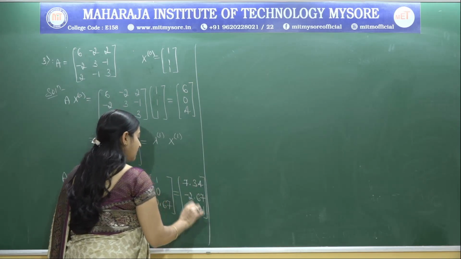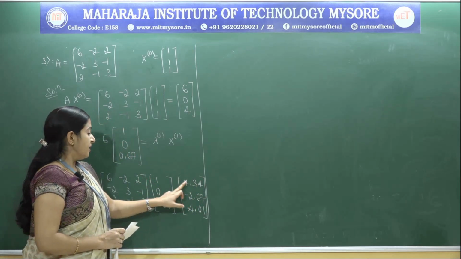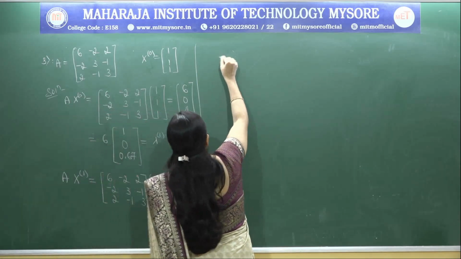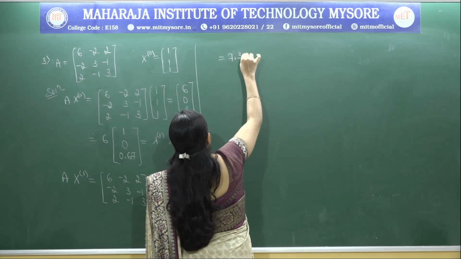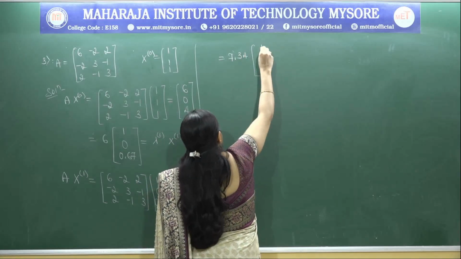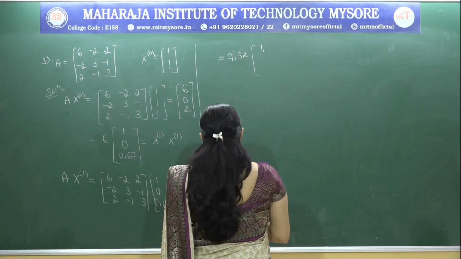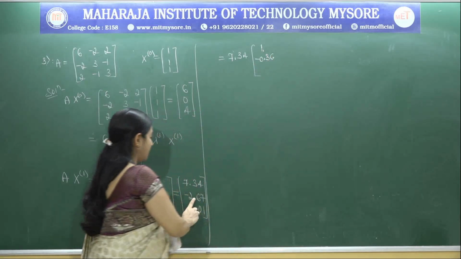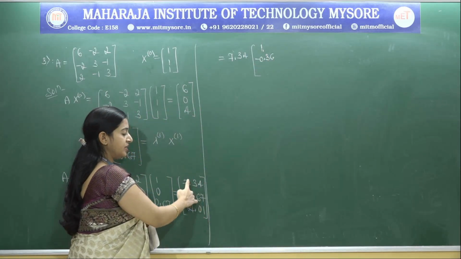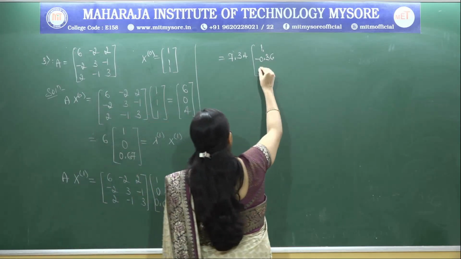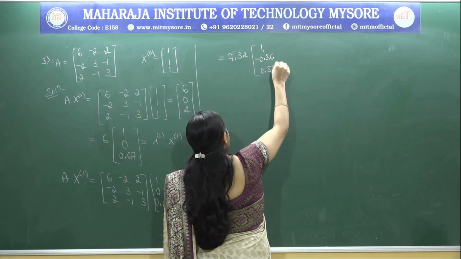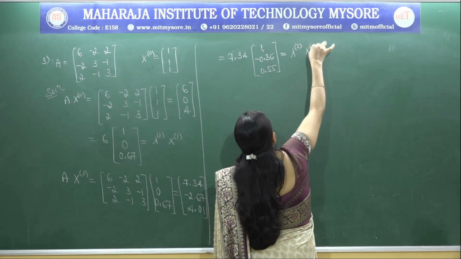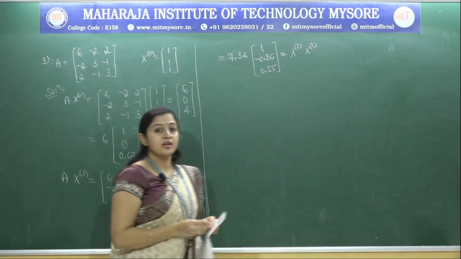Fix to 2 decimal places in your calculator, you will get these answers. Next, in this, 7.34 is the largest entry. So take that as the common term, 7.34. In the first one, you will get 1. Second one, minus 2.67 divided by 7.34, minus 0.36. Next one, 0.55 you will get. So take this as lambda 2, x of second iteration.